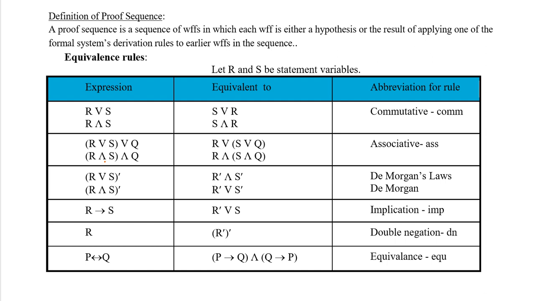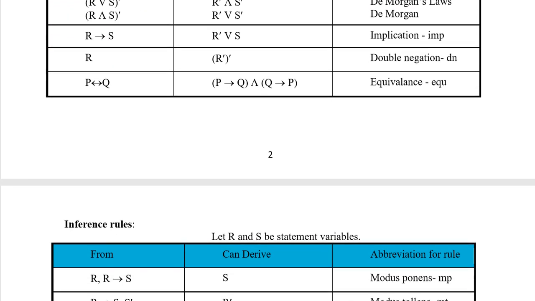And so double negation is when you take R and you double the negation, you go back to R. And we've seen the equivalent relationship of if P then Q, and if not Q then not P. So these are the equivalence rules.